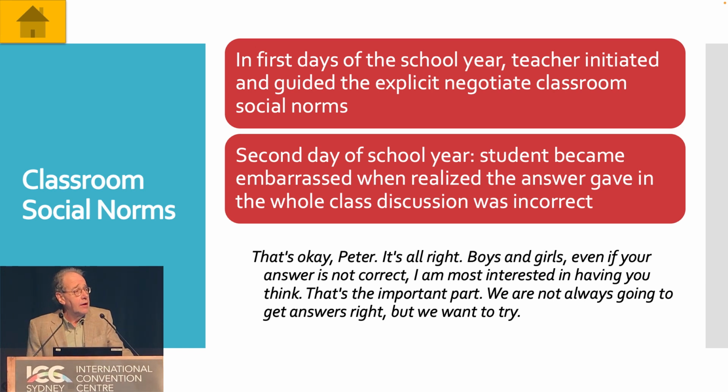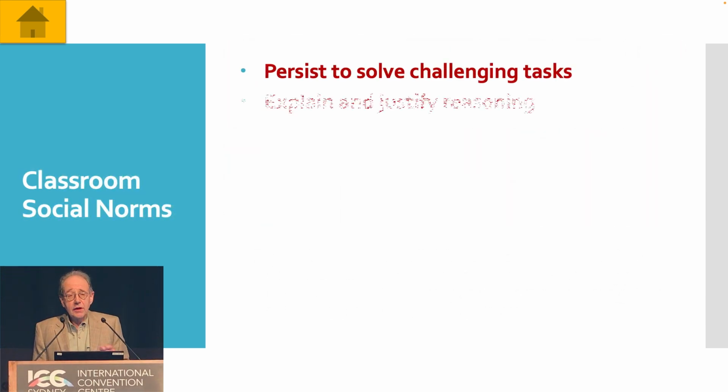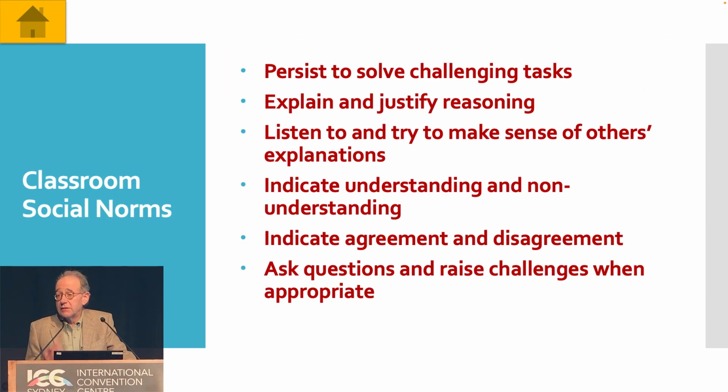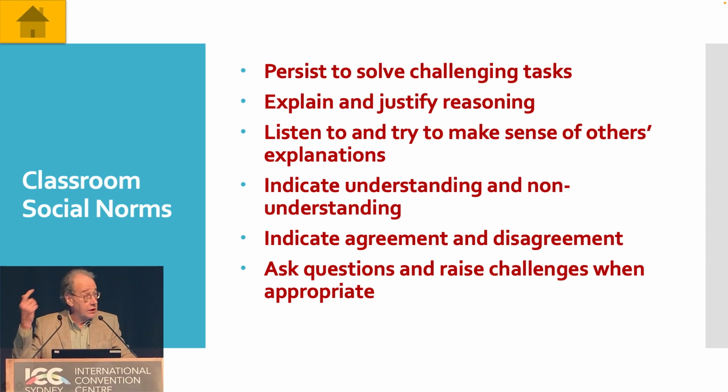And in terms of doing that, we identified a set of classroom social norms: persisting to solve challenging tasks. You saw that in the little clip I showed you, explaining and justifying reasoning. For the listening kids, there's also obligations here to try and make sense of others' explanations. Very important to indicate understanding and non-understanding. Here, it's valued if kids tell you they don't understand. That's valuable information for the teacher, right? To adjust instruction, indicate agreement and disagreement. Ask questions, particularly when you don't understand, and raise challenges if you disagree, and explain why you disagree. So those were some of the social norms.